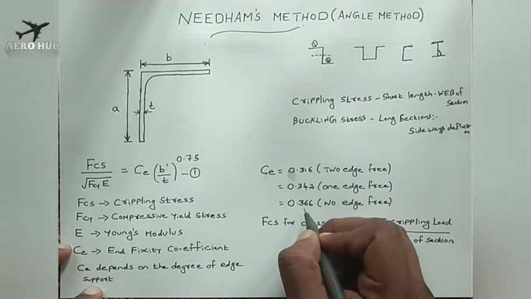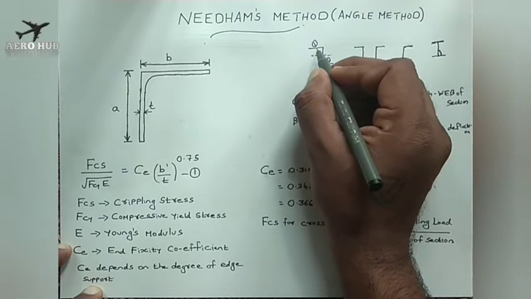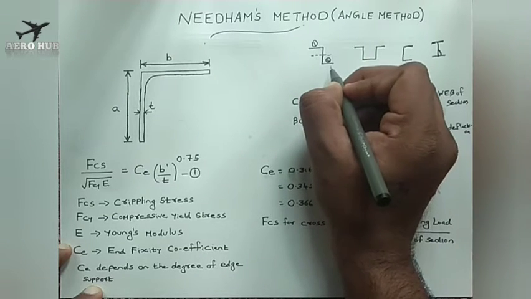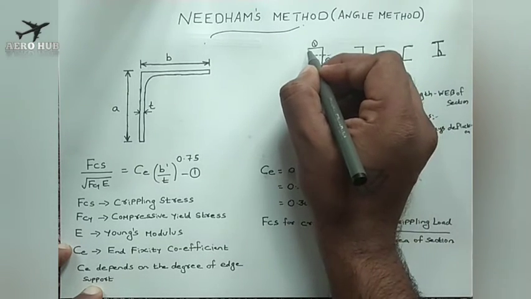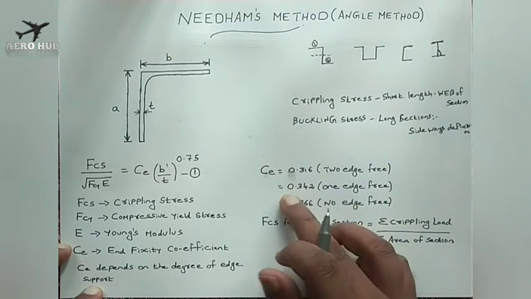For example, for this Z section, we have two sections here, section 1 and section 2. Here, this edge is free. That is one edge free. So we have to use the corresponding option.